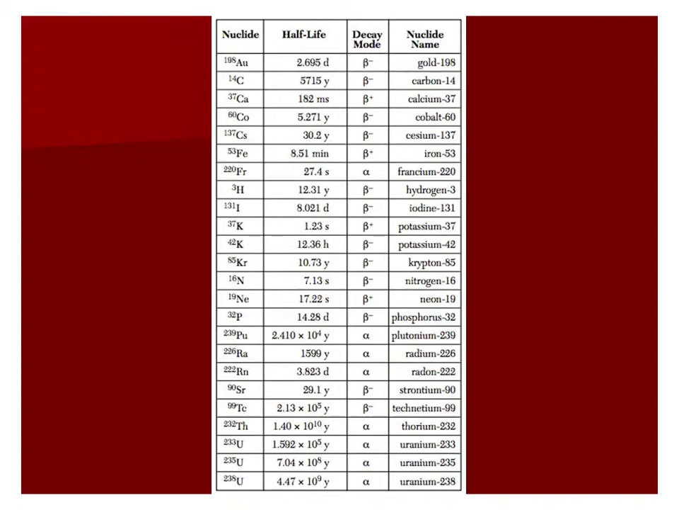Gold 198. There's my chemical symbol for gold. Here's my 198. Iron 53. There's my 53, and there's my iron. All right, so that's pretty much it for this chart.